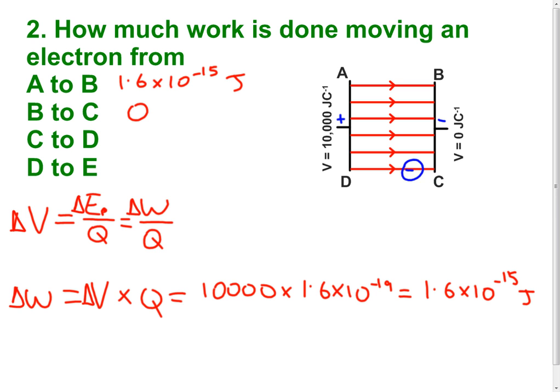Now from C to D, the field here is doing work on the electron. If we let this electron go, it would be accelerated across the gap. Okay, the field will be doing work on it. Now the amount of work done on it by the field is going to be exactly the same as our calculation in the first part, except because the field is doing work on it for us, we'll call this minus 1.6 times 10 to the minus 15 joules.